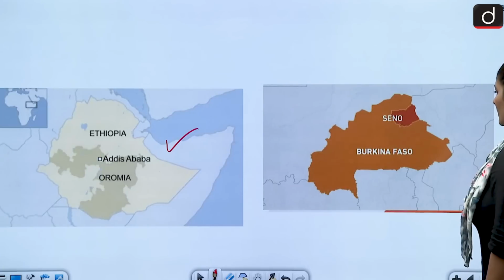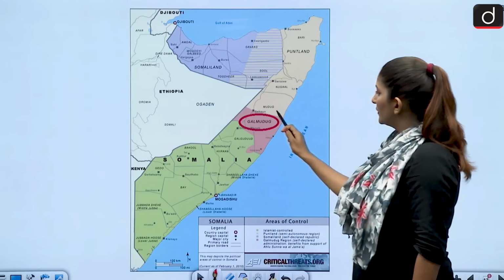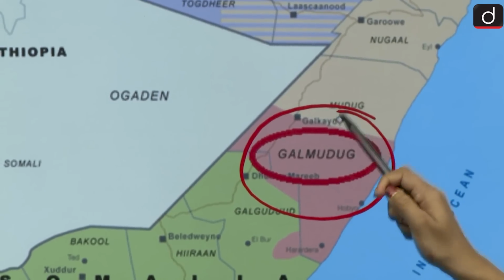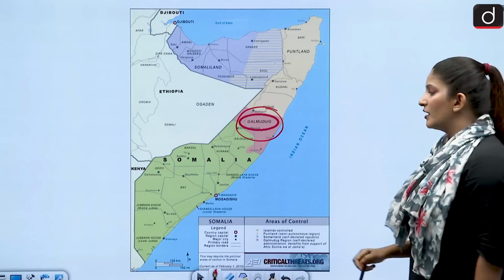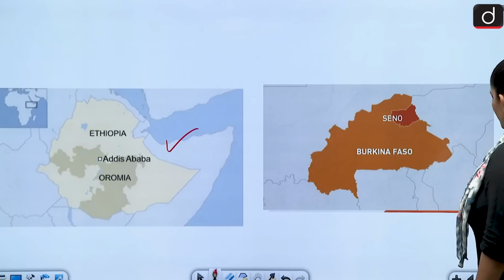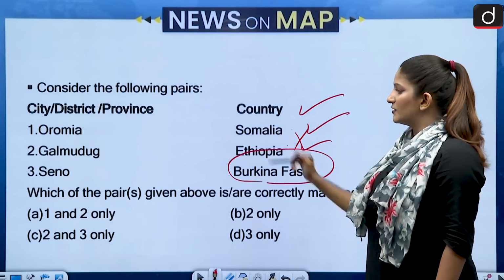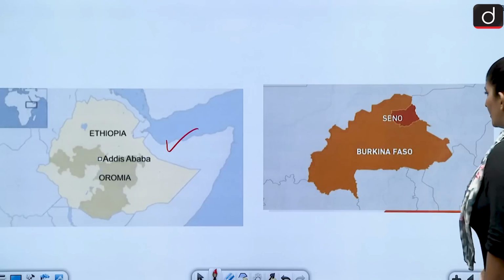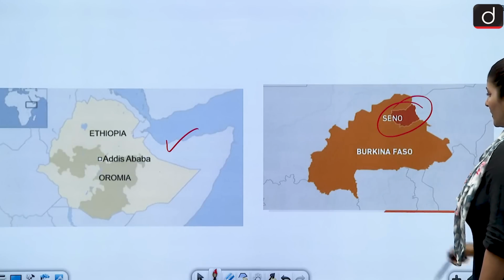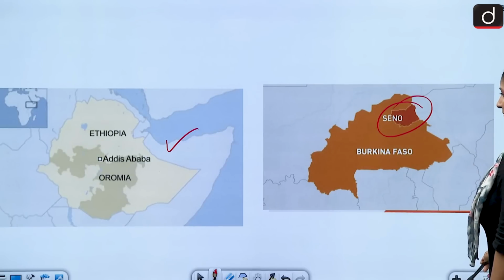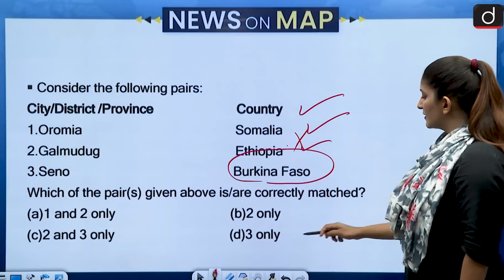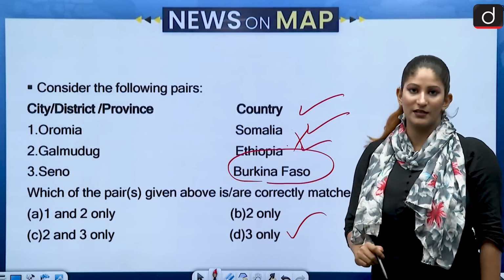Then Galmudug, you see, this is the region of Galmudug in Somalia. So this is also not correct. The second is also not correct, because these have been interchanged. Then Seno is in Burkina Faso, in the northern region. So only the third pair is correctly matched, and option D is correct.